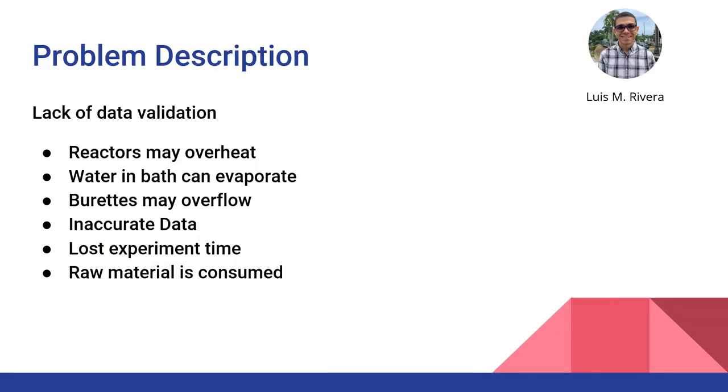However, the problem with the current system is that it lacks data validation. This can lead to overheating, evaporation, and overflowing. All these raise safety concerns for the electrical system. In addition, the collected data would be made inaccurate due to not reading the actual experiment conditions during any possible mistake. Thus, the experiment material and data need to be discarded.